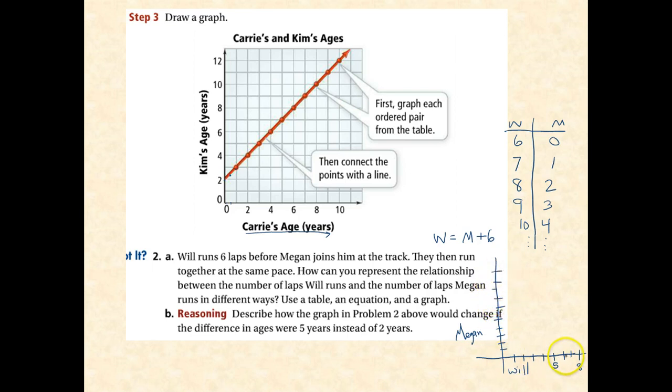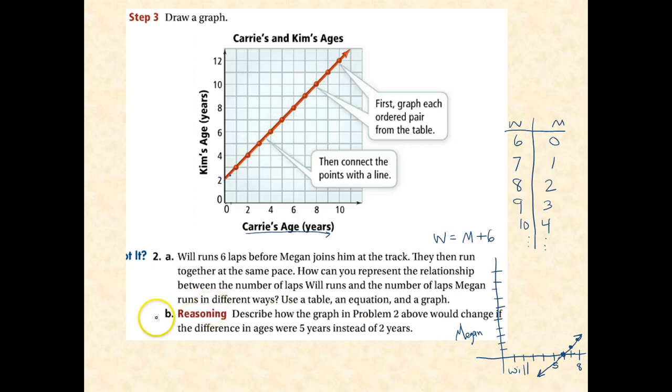When Will is at 6, Megan is at 0. So over 6 and up 0. When Will is at 7, Megan is at 1. When Will is at 8, Megan is at 2. Draw a line through them.